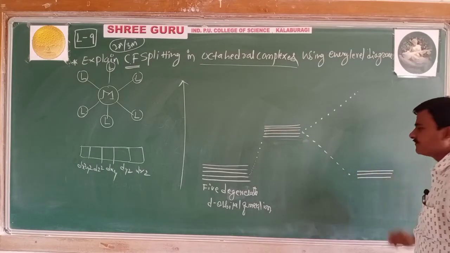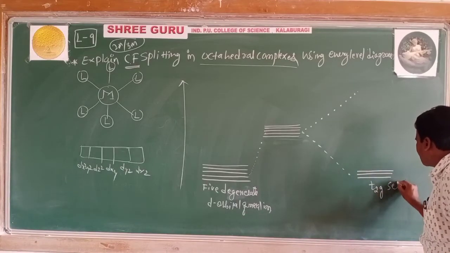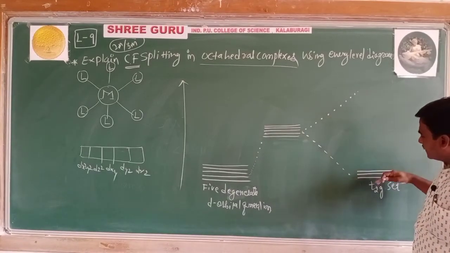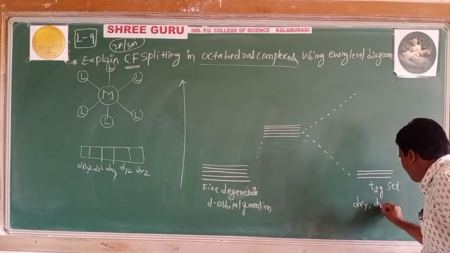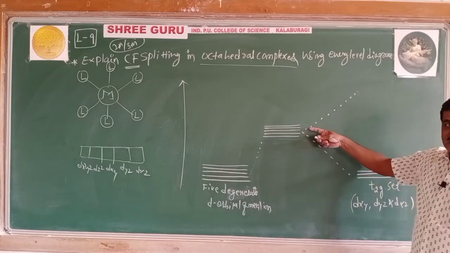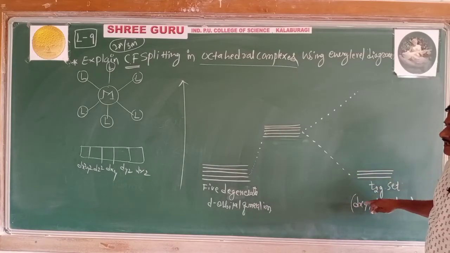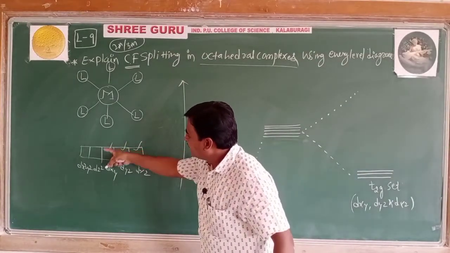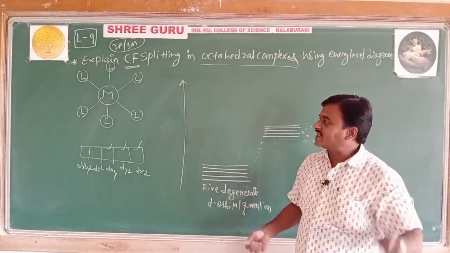You have a lower energy set. These are called the T2G set. What are the orbitals involved in the T2G set? Here you have dxy, dyz and dxz. Why these orbitals? They form a lower energy set because these degenerate d orbitals, dxy, dyz, dxz, were pointing away from the ligands.